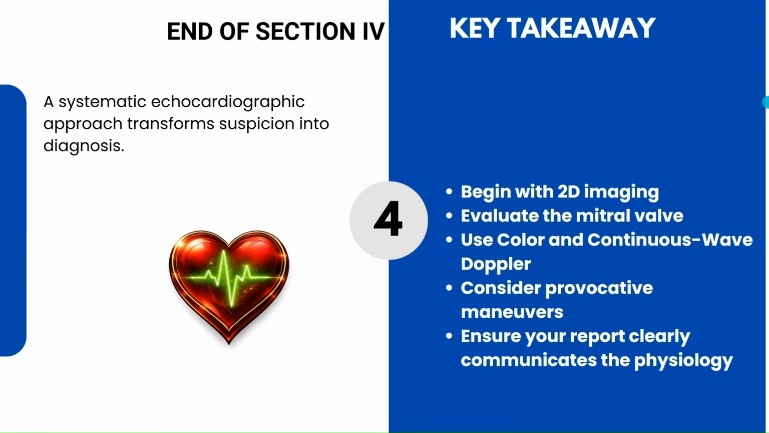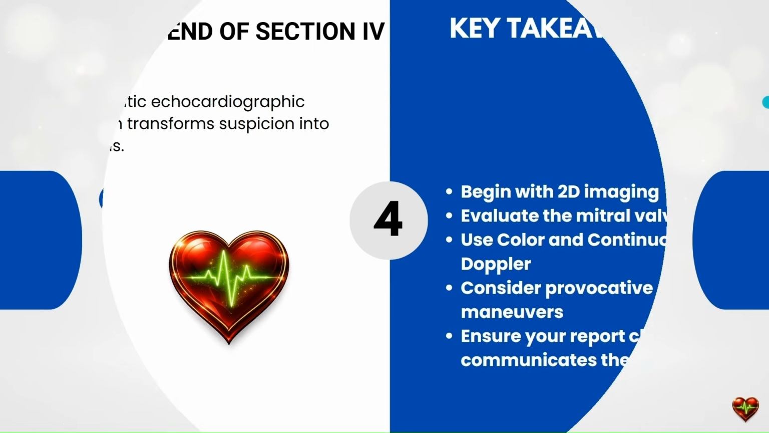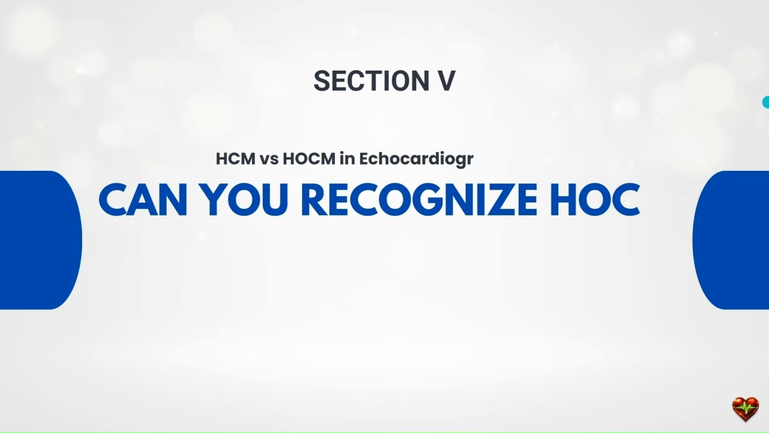You've reached the end of section 4. Here's the key takeaway. A systematic echocardiographic approach transforms suspicion to diagnosis. Successful evaluation of HCM and HOCM answers a series of clinical questions. Your goal is always to determine whether hypertrophy has become dynamic LVOT obstruction. Section 5. Can you recognize HOCM now?